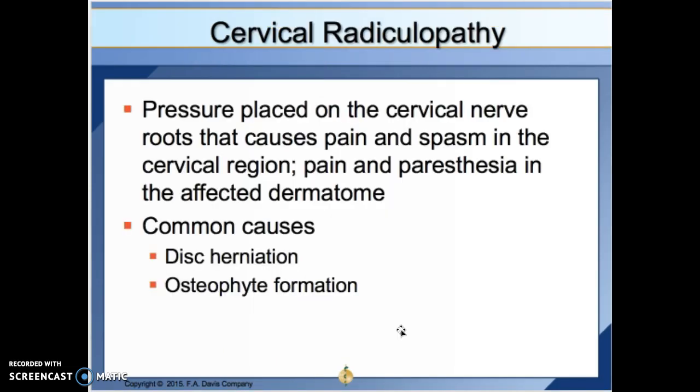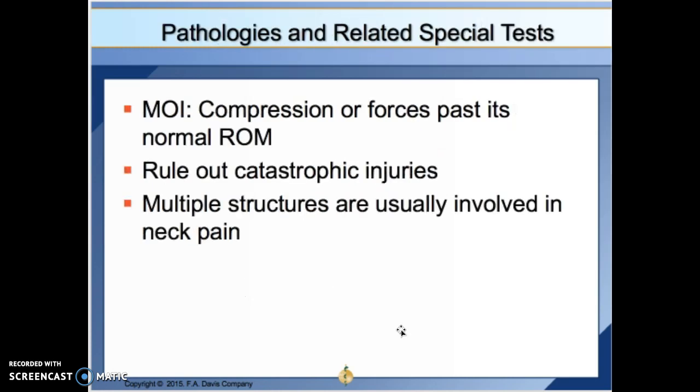All right. Radiculopathy, the primary causes are disc herniation or osteophyte formation. We've talked a lot about radiculopathy in the lumbar spine, and there's really not any difference in the cervical. So it's a concept that we're already familiar with. What can cause a radiculopathy is compression or forces that make the cervical spine go past its normal range of motion, which means if you're going past normal range, you need to rule out a catastrophic injury. And there are usually multiple structures involved in neck pain.